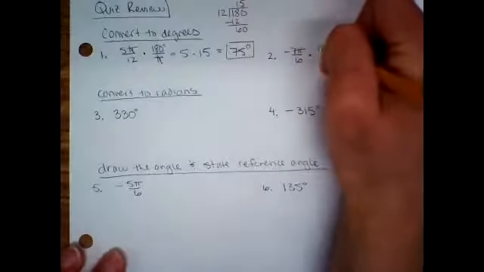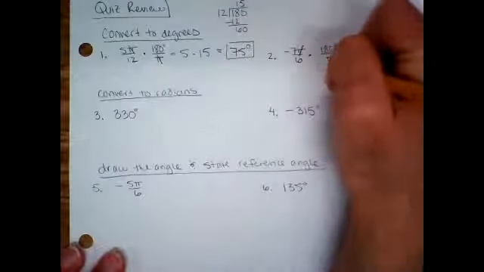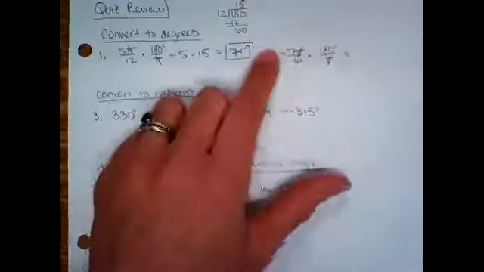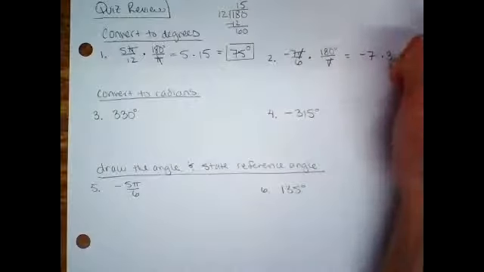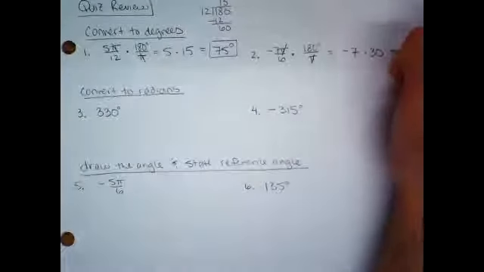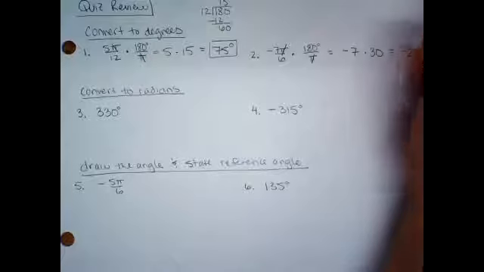Same with this one. We're going to multiply by 180 over pi. Pi is going to cancel. I'm going to do the same thing. Leave the -7 there. 180 divided by 6 would be 30. And then multiplying those together, you get -210.